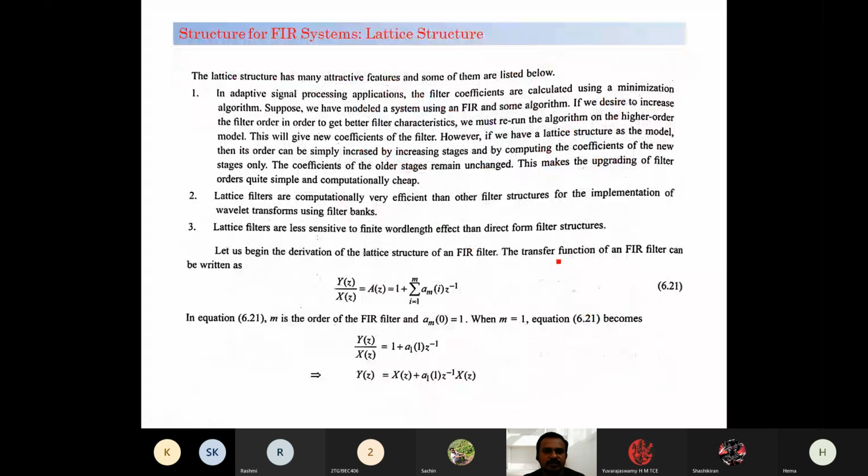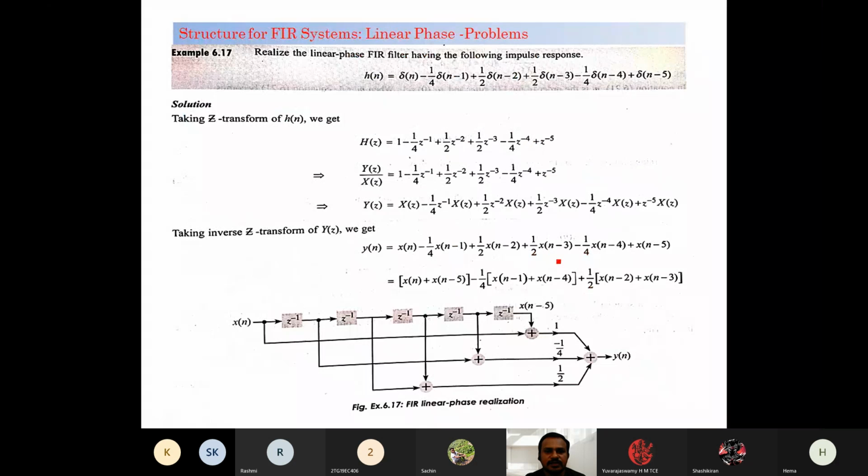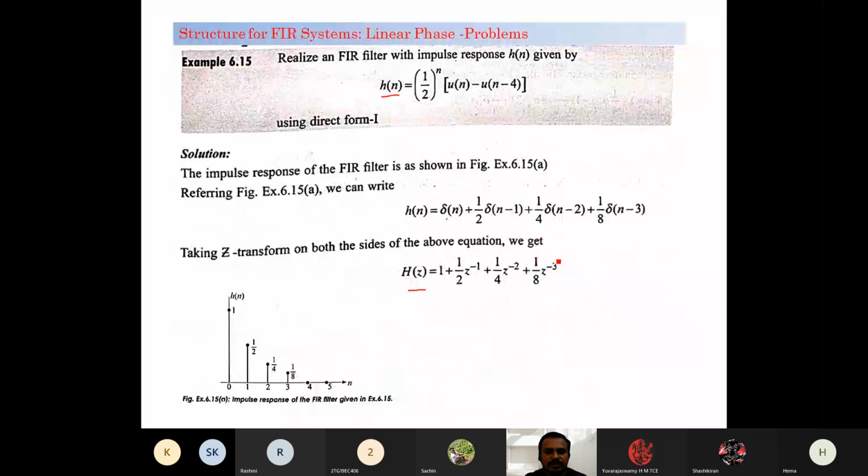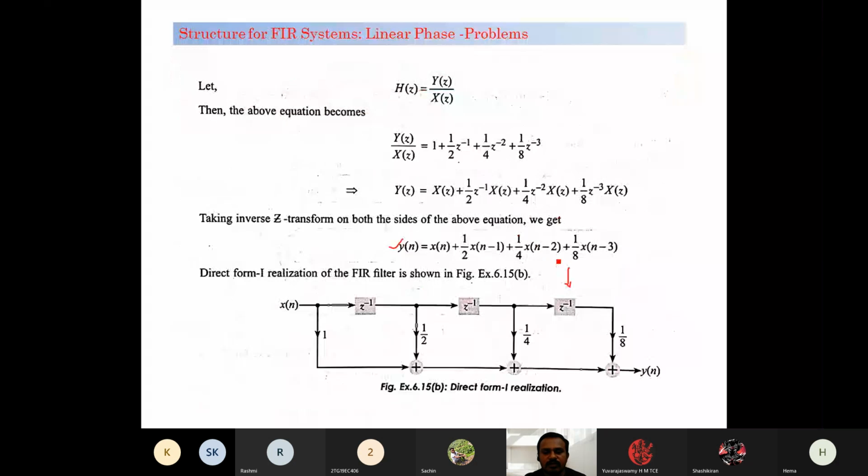The next concept is the lattice structure. The concept of this structure is meant for when you want to upgrade the order of the filter. The length of the filter is nothing but the order of the filter. If it is linear phase, or the direct form or the cascaded form, what happens if you increase the order of the system? Obviously, the structure is going to be updated.